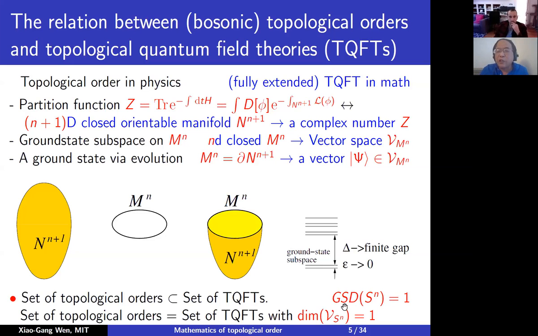I think that assuming this vector space to be one dimensional on the sphere is also very natural. And here I want to say that from a condensed matter point of view, we think this natural choice is physically motivated. Therefore, the set of topological orders really corresponds to a special kind of TQFT where the dimension of the vector space on the sphere is always equal to one. It's a one-dimensional vector space on the sphere. And that is a stability conjecture.